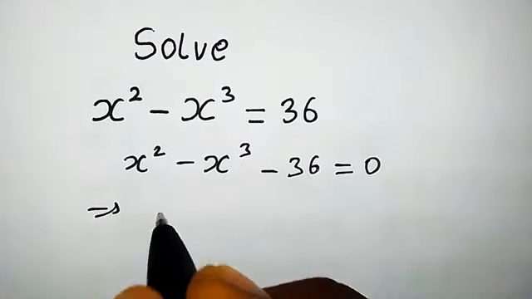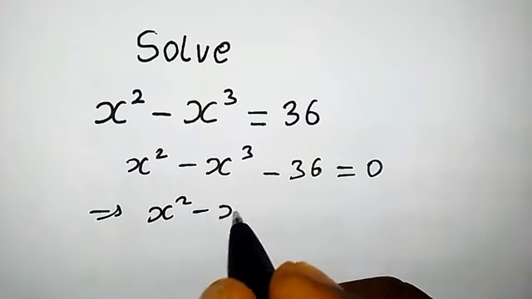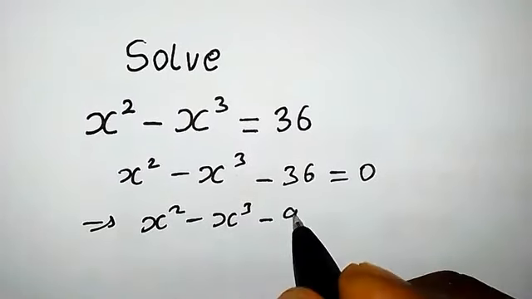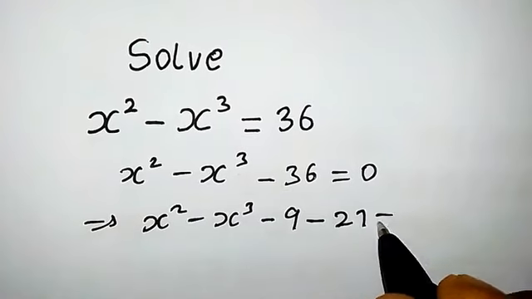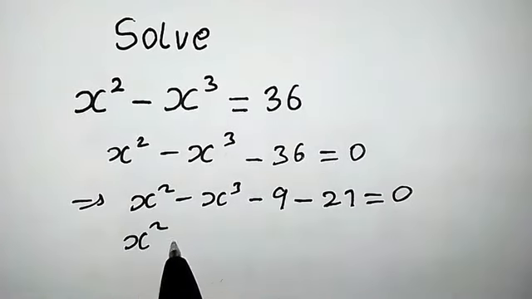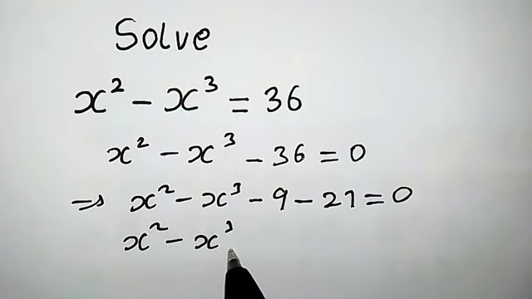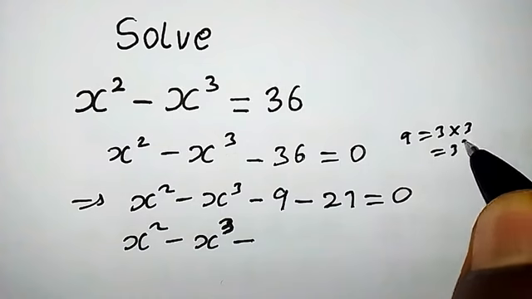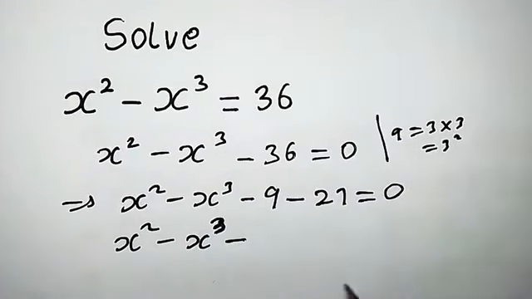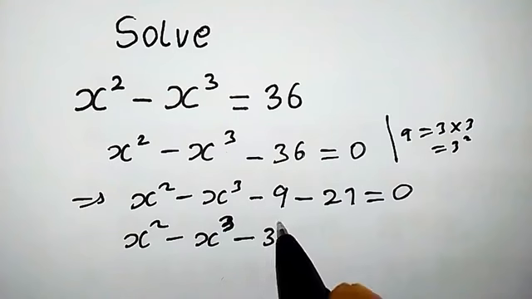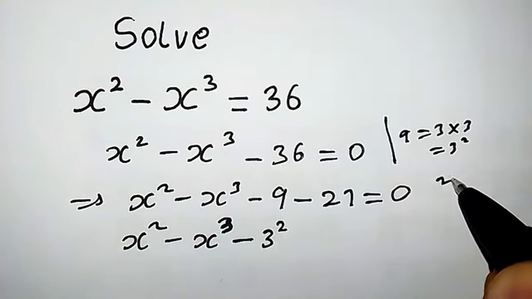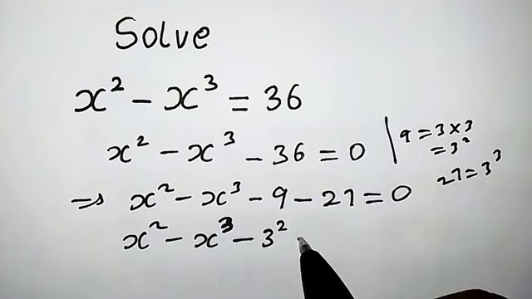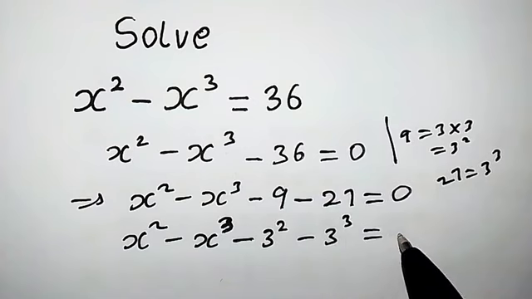So this implies that x squared minus x cubed, we can write minus 36 as minus 9 minus 27 equals 0. So x squared minus x to the power of 3. 9 is the same thing as 3 times 3, which is the same thing as 3 square. So we are going to replace 9 with 3 square. Likewise, 27 is the same thing as 3 to the power of 3. We are going to replace 27 with 3 cube. So we have minus 3 to the power of 3 equals 0.